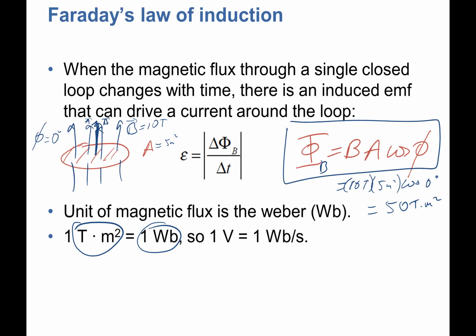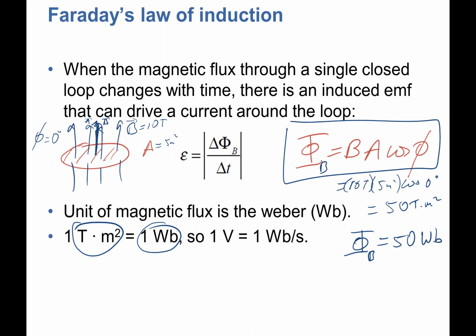That means the unit of magnetic flux is technically Tesla times meter squared, but we're going to define that to be the Weber. That means I can say that the magnetic flux is 50 Weber. All right, now here's what I have.